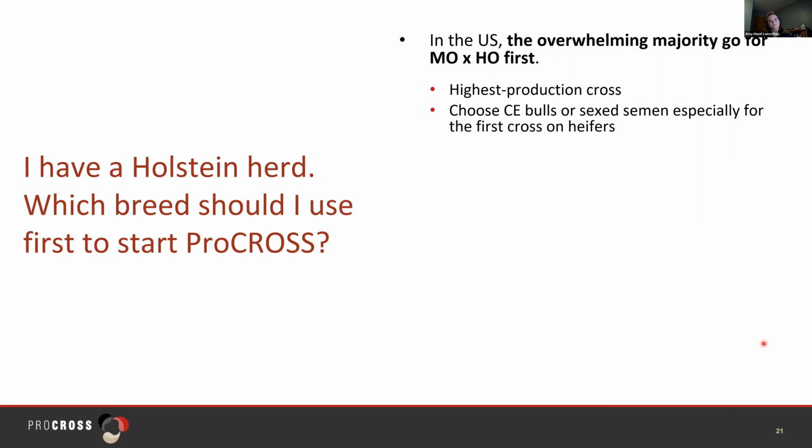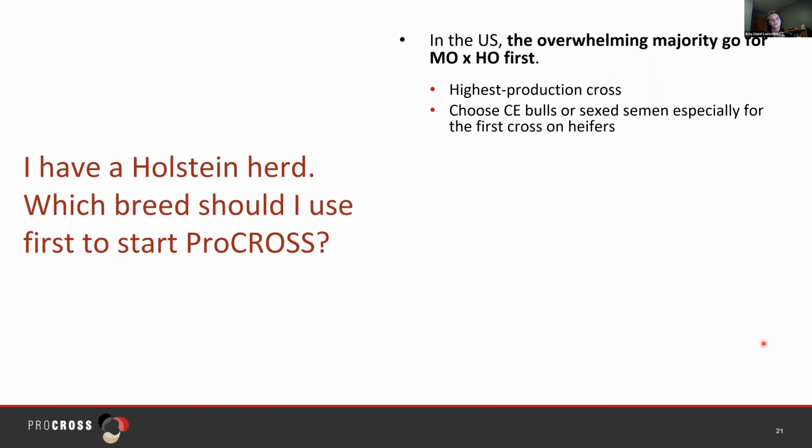There's a couple reasons for that. Montpellier is more genetically distant from the Holstein than the Viking Red is. And so for that reason, we get slightly higher levels of heterosis, we think, although we don't have studies to measure this. But we do think that we're getting higher levels of heterosis by using Monty. And so by doing Monty first, you see that right away in the first generation.